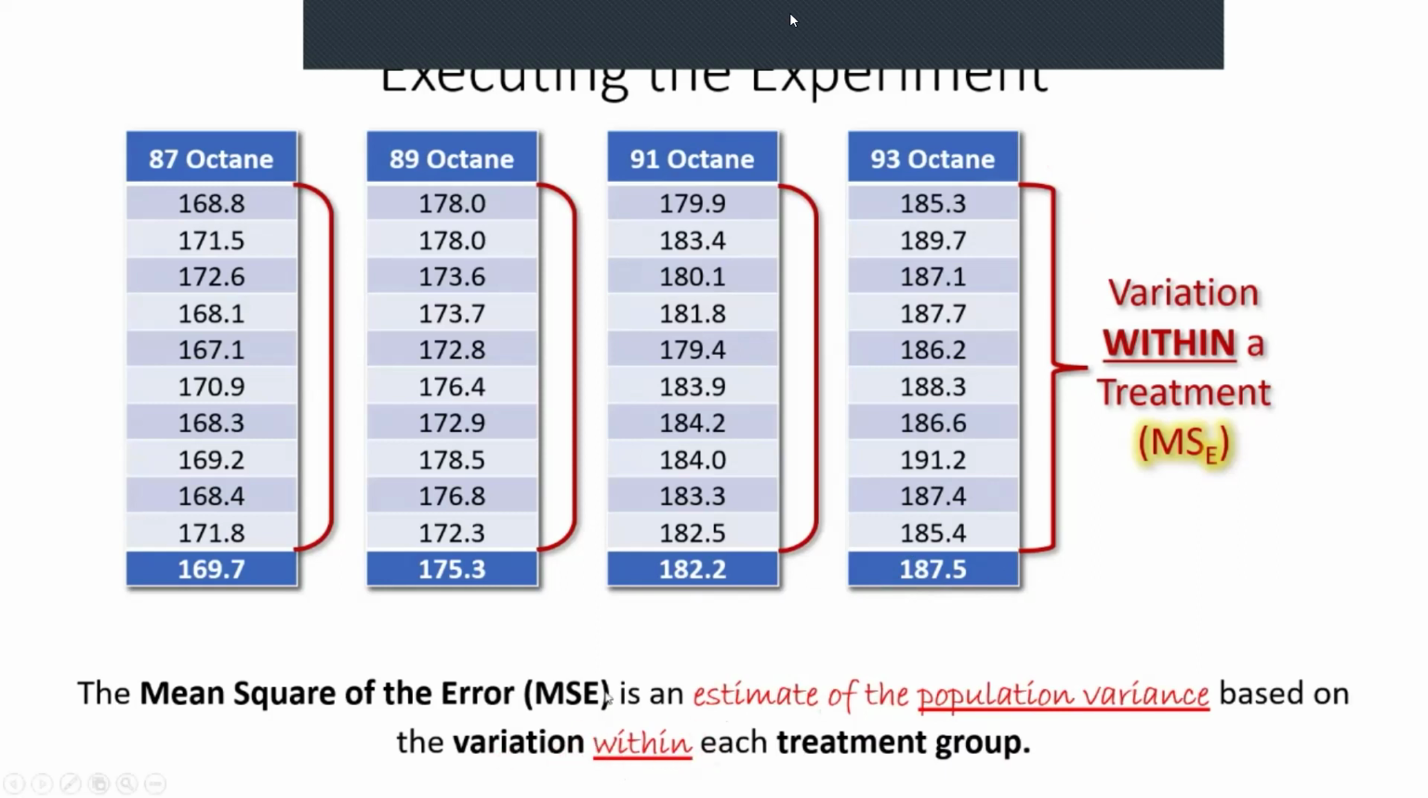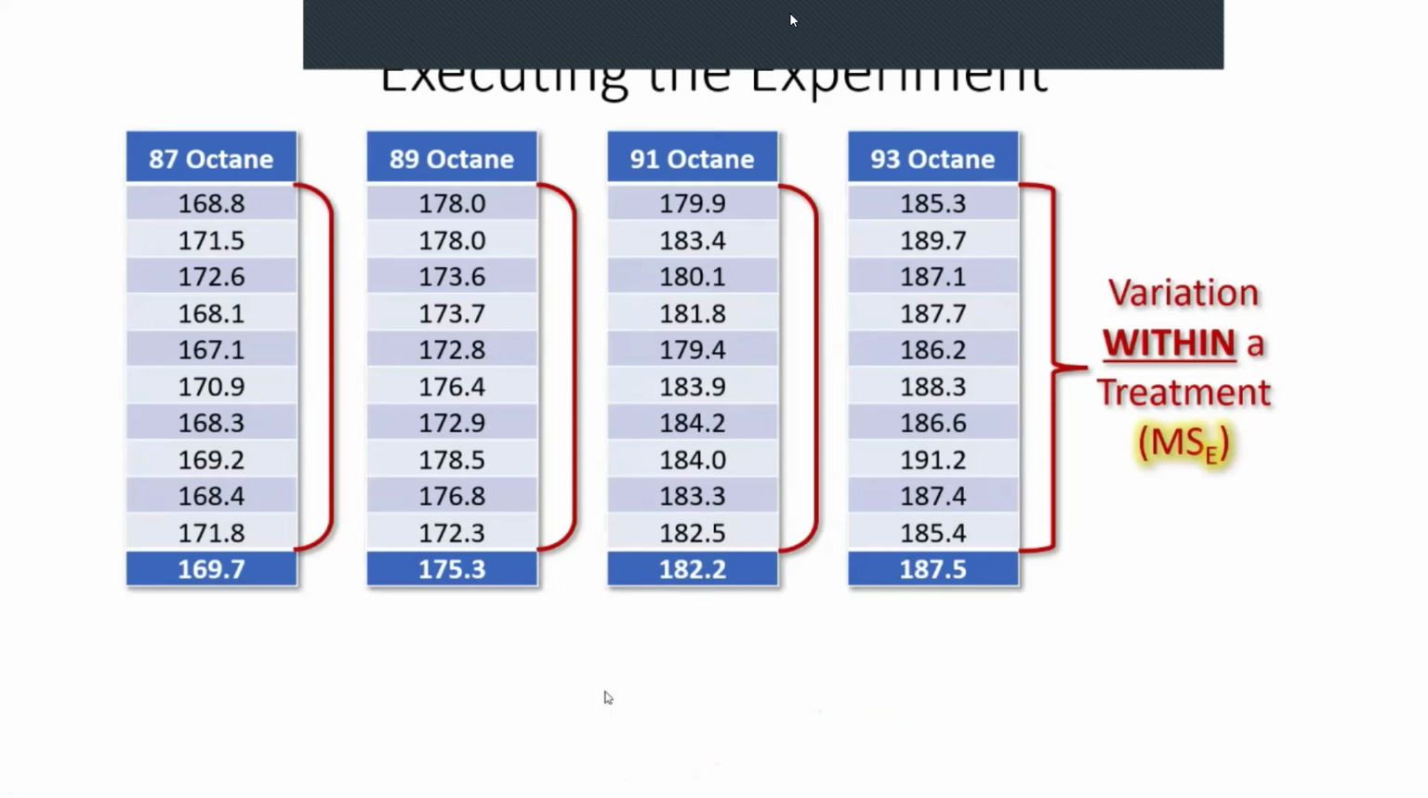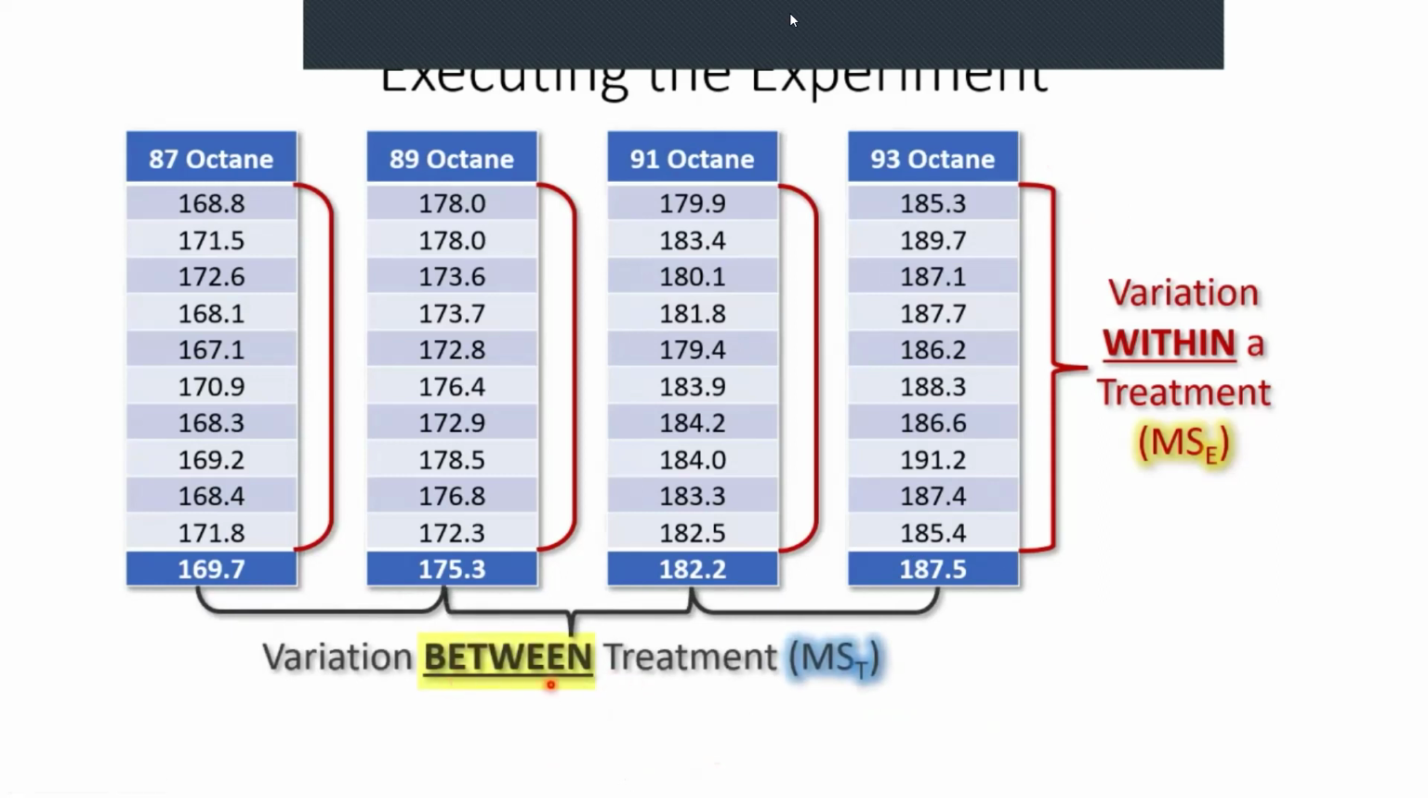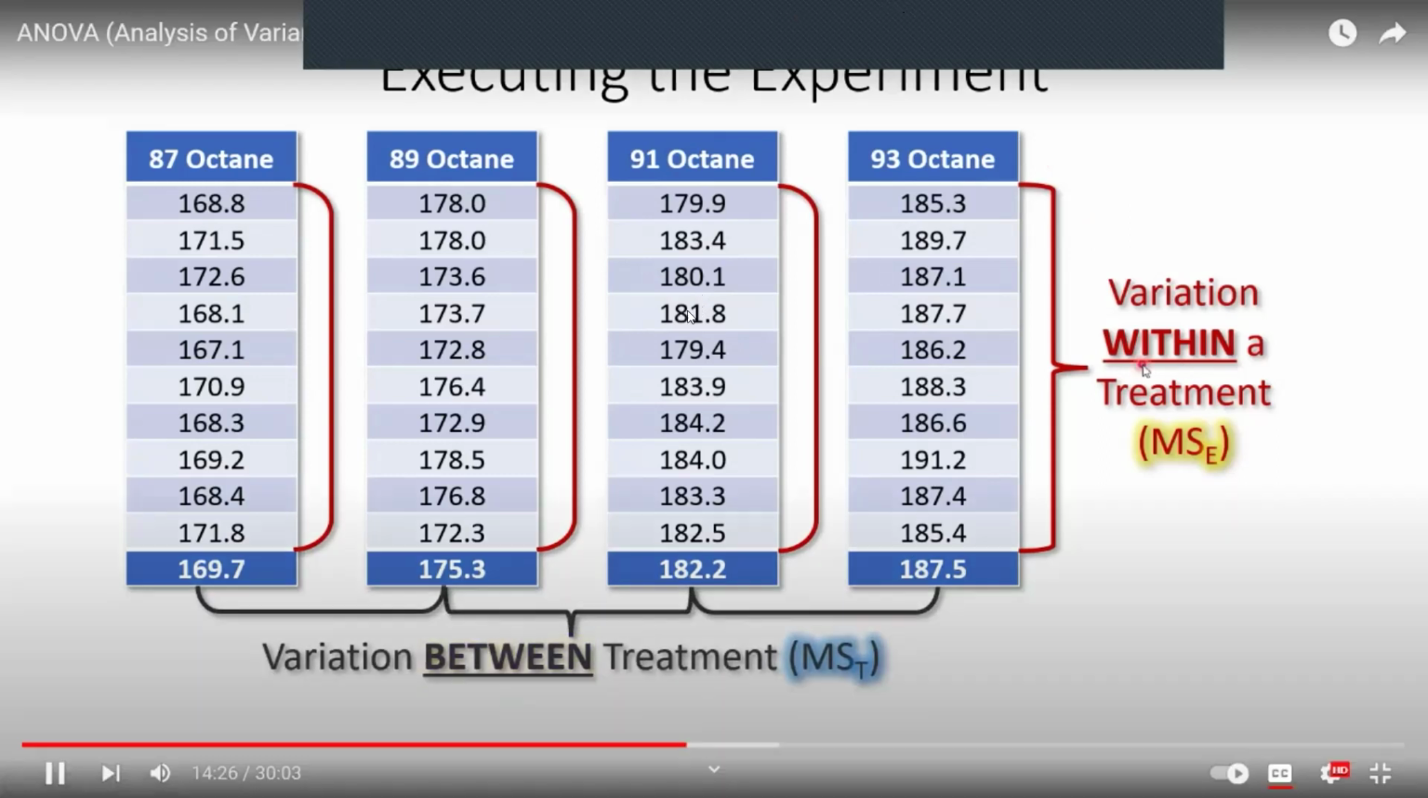Now, that's one way to estimate variation. The other calculation that we're going to make is we're going to look at the variation between treatment groups. Okay, so this is variation with.